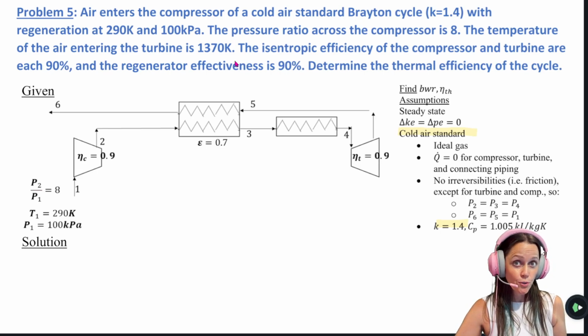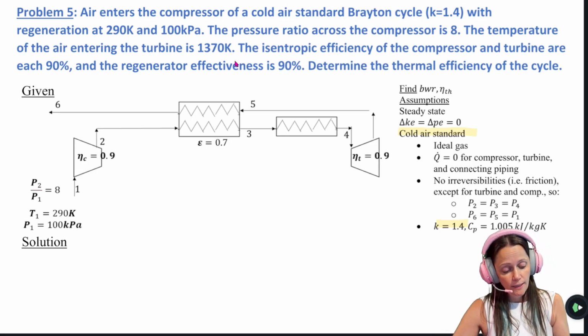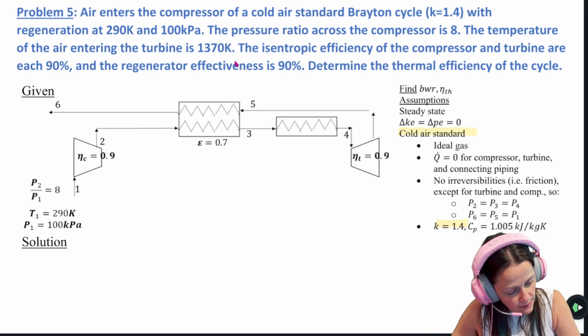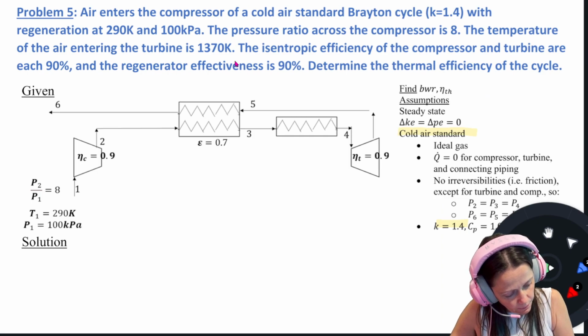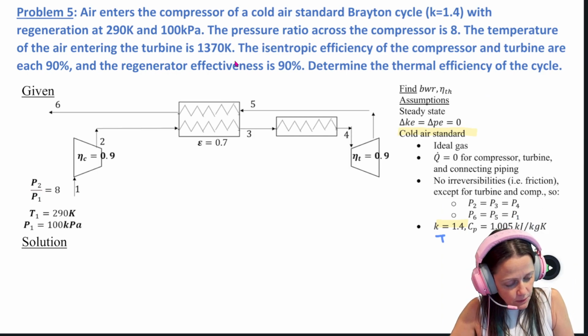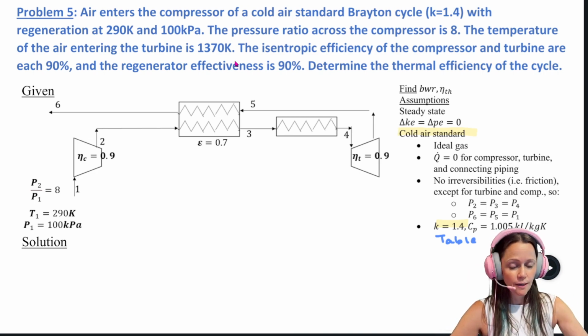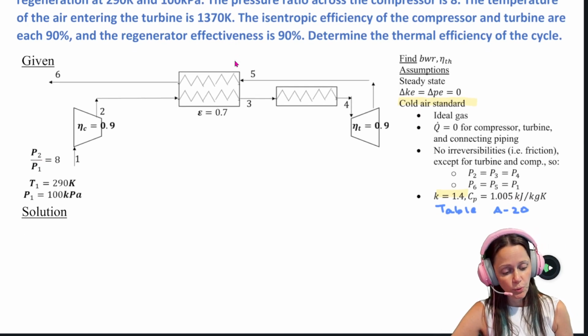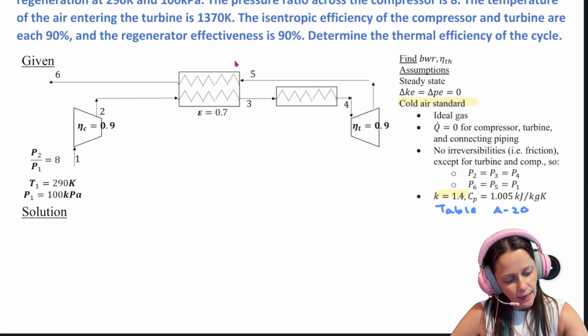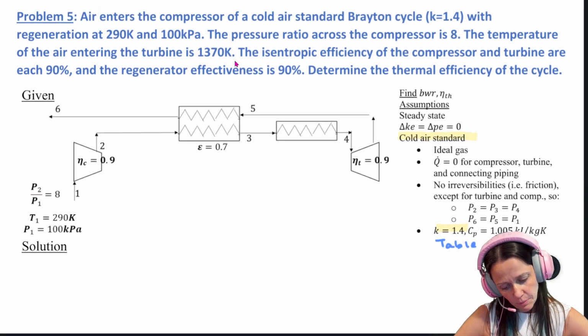And then you can also look in your table A20, and you can see that at k equal to 1.4, you've got a corresponding cp value of 1.005 kilojoules per kilogram K. All right. And then we've got a couple of other things.